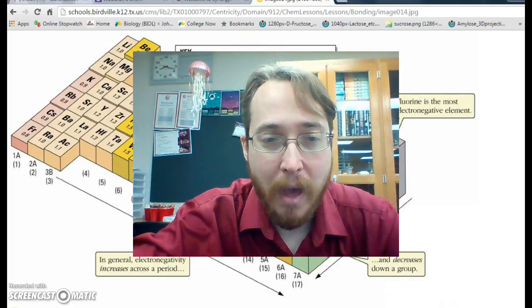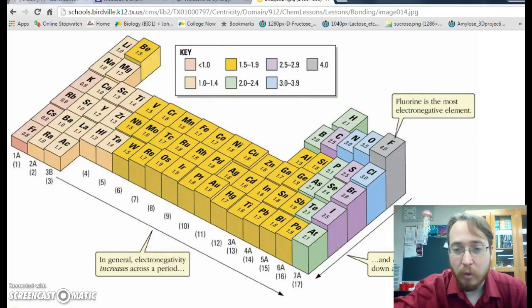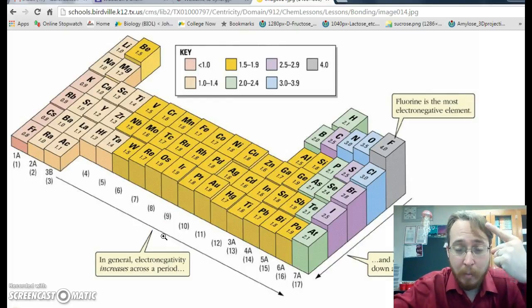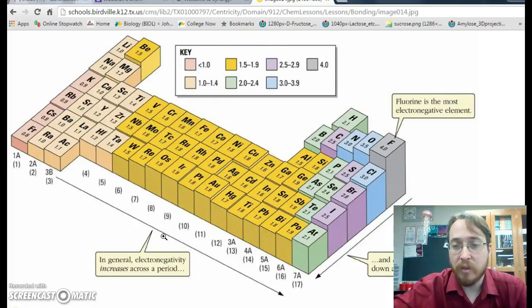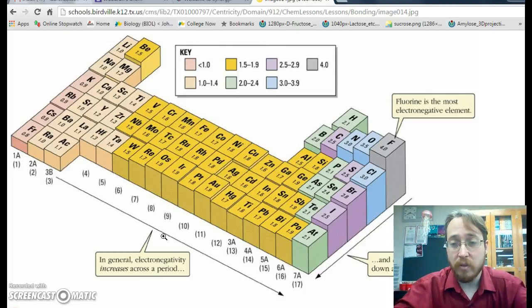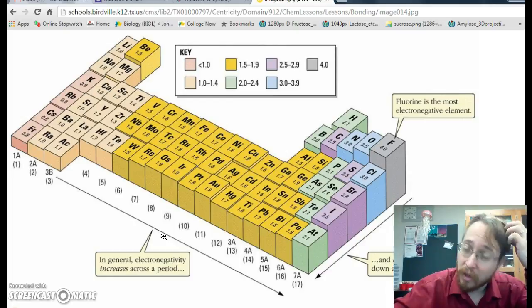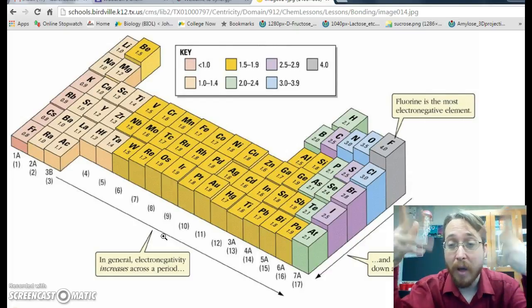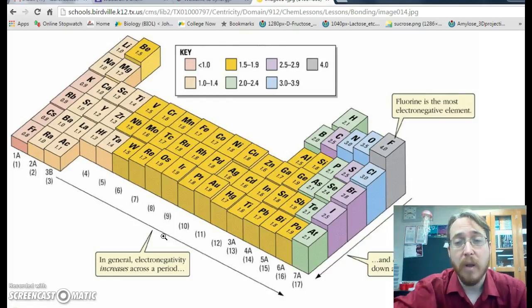So let's take a look at some of the patterns with electronegativity. Electronegativity is the balance between two things. One, the number of protons that an atom has, because protons pull on electrons. And two, the number of electron shells an atom has, because those electron shells increase the space between the protons and any new electrons that they're trying to pull, and those electron shells repel new electrons that are trying to come in. So the more electron shells you have, the lower your electronegativity.